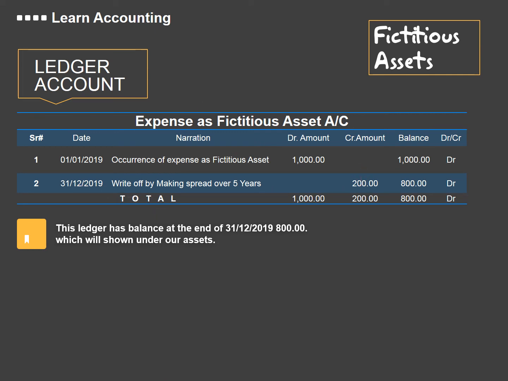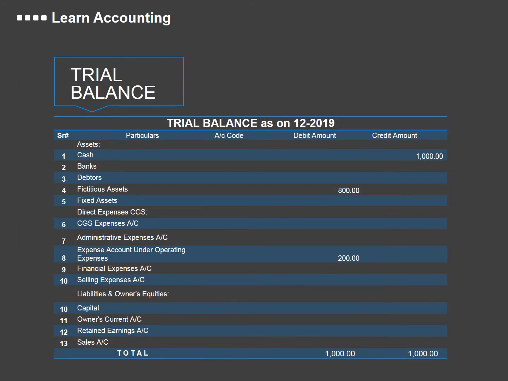Let's see the trial balance. The trial balance shows that we had cash, but we spent all our cash to get the fictitious asset. On 31st December, our fictitious assets go to $800. Our expense account under operating expense of the profit and loss account will be $200, and the cash account is credited because we used all the cash, so 1000 on the credit side. So this is the picture of the trial balance for the fictitious assets and expense.